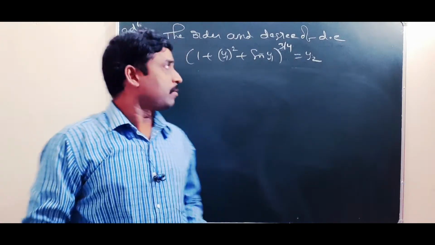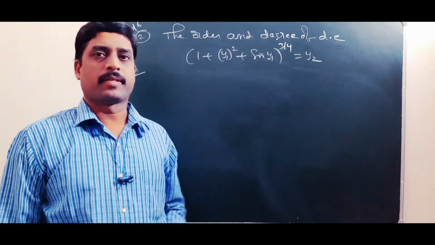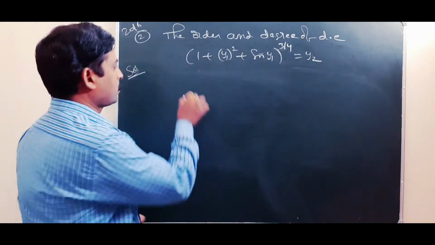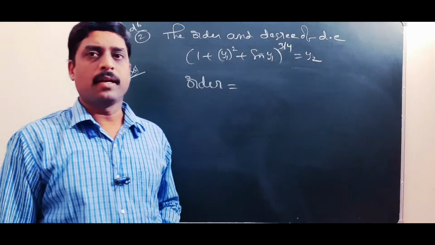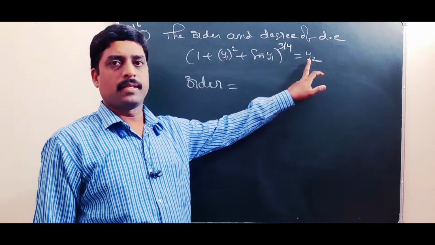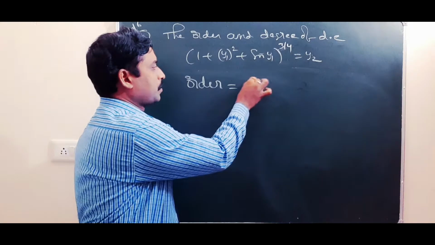Okay, let us go to the next problem. This is from 2016. Find the order and degree of the differential equation. First we have to find the order. This is a second order differential equation, having d square y by dx square. So order is equal to 2.